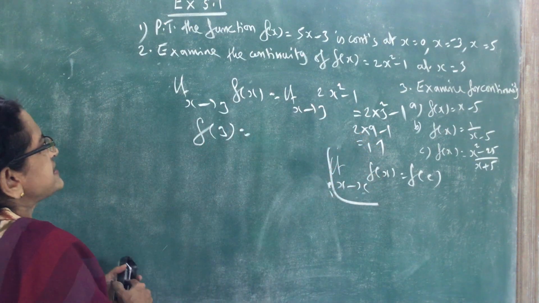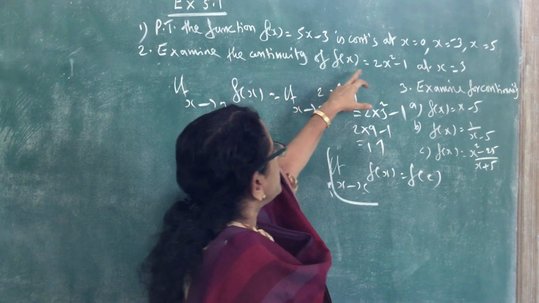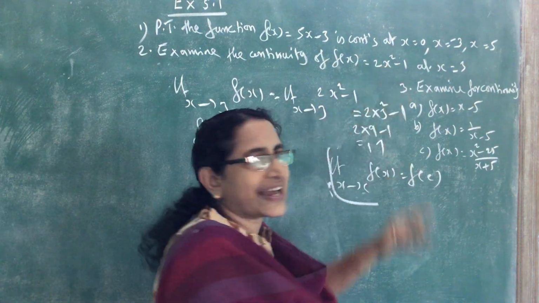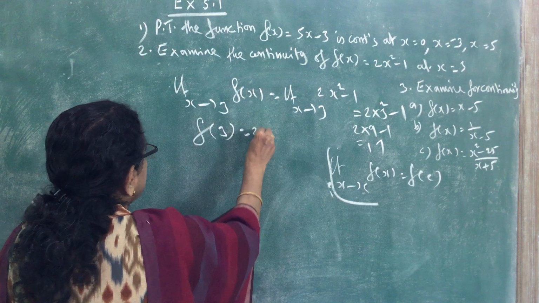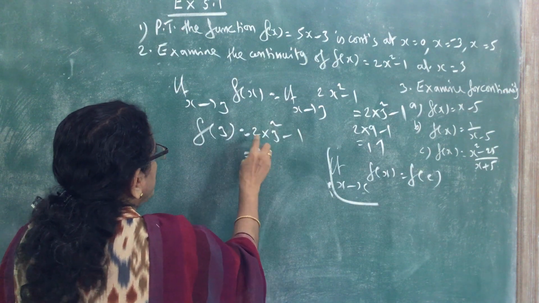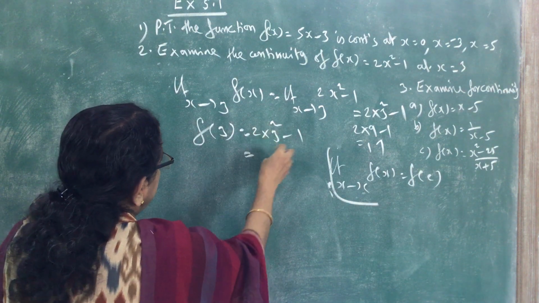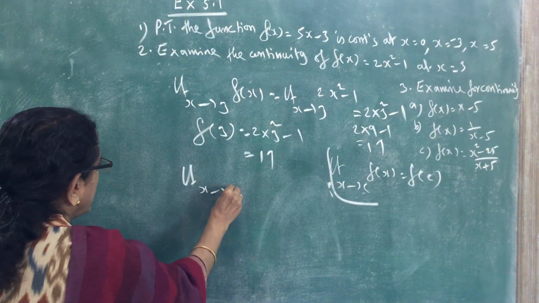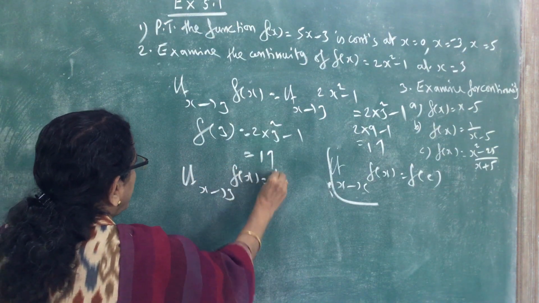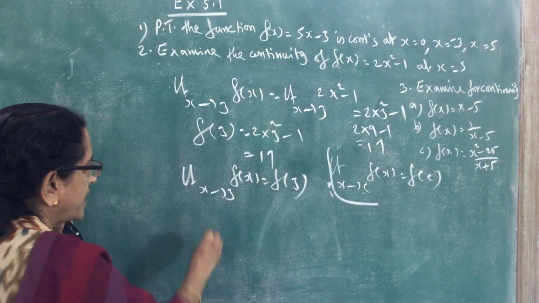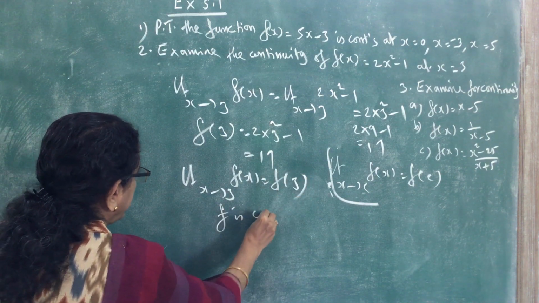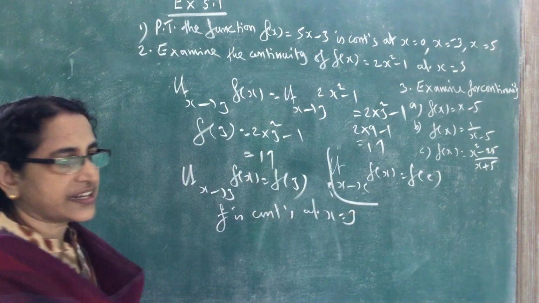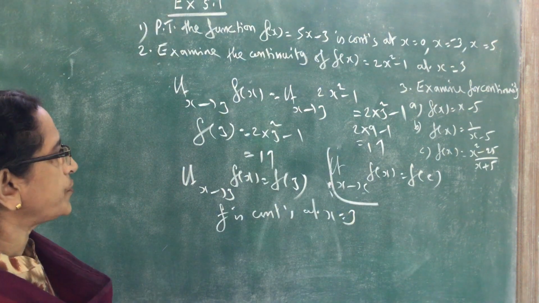Now f of 3, what is f of 3? f of x equal to 2x square minus 1. Just in the place of x, write 3. That is 2 into 3 square minus 1, that is 2 into 9, 18 minus 1, 17. So both are equal. Therefore limit x tends to 3, f of x is equal to f of 3. Therefore f is continuous at x equal to 3. So we checked the continuity of the function at x equal to 3.